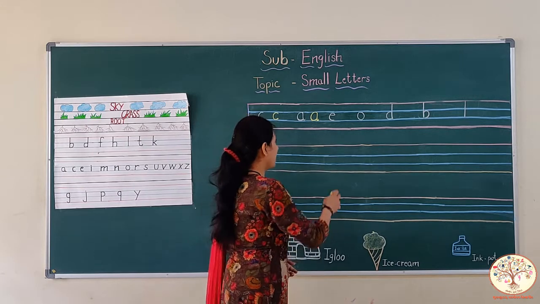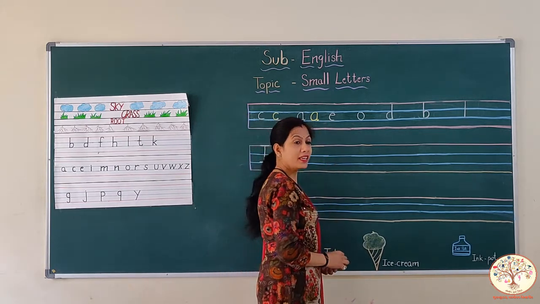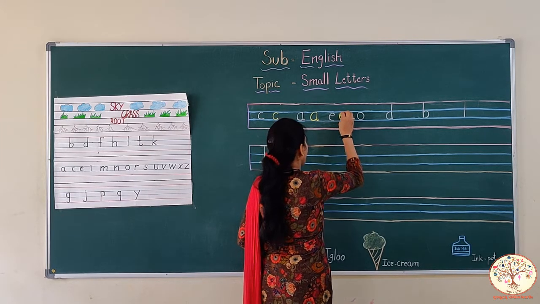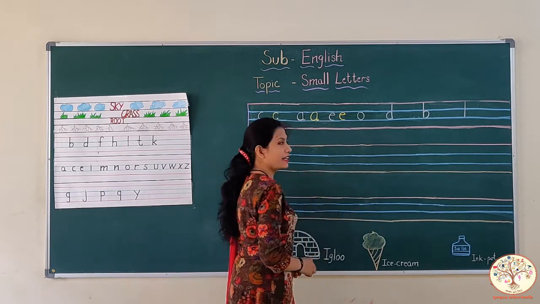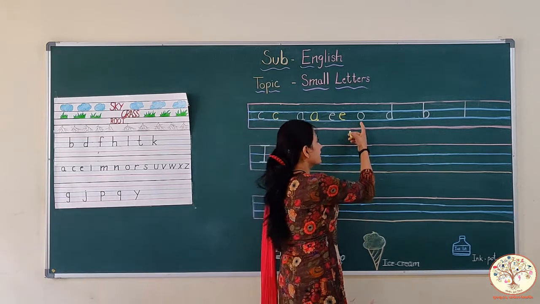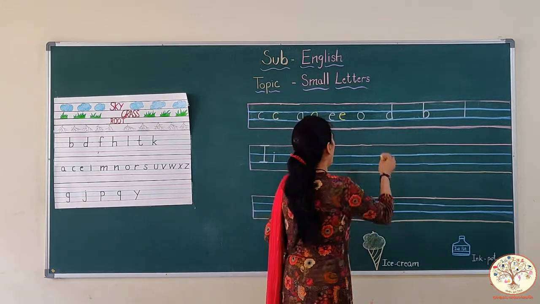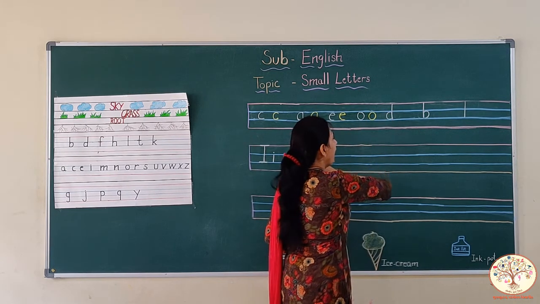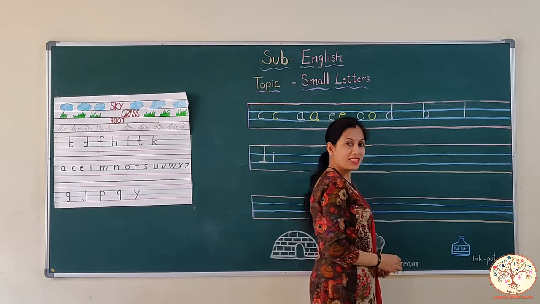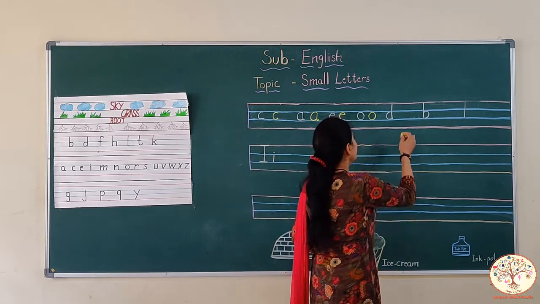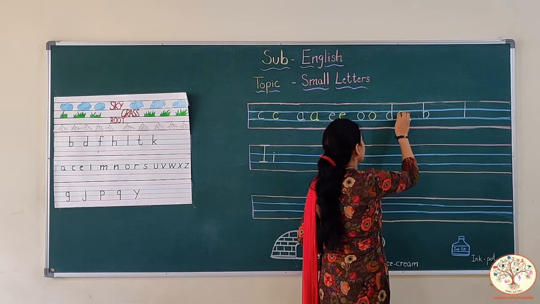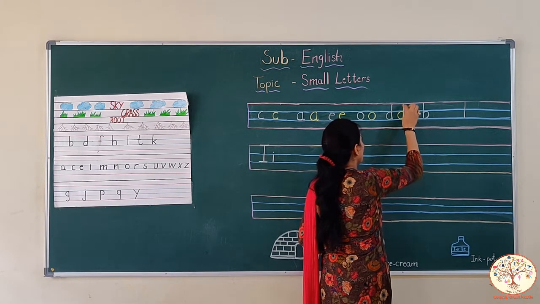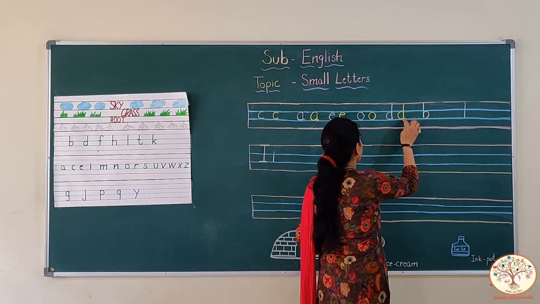Okay? And which letter is this? E, letter E, a small sleeping line. Okay, and this one, O, O says O, and which letter is this? D, small D. First we make C and then a standing line from top line to third line.